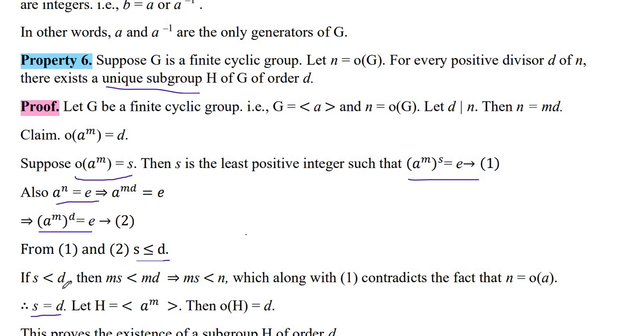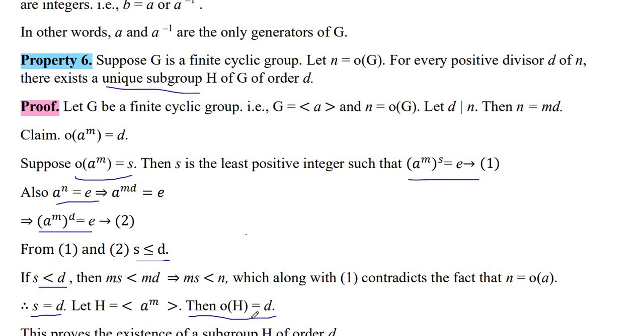So our assumption is wrong, and therefore the other one holds, namely s is equal to d. So let H be the subgroup generated by a^m, then the order of H is d. So we have got (a^m)^d to be e, that is one thing, and if we have s to be the order of a^m, that s is nothing but d, as we have also established. So we have our order of H to be d.